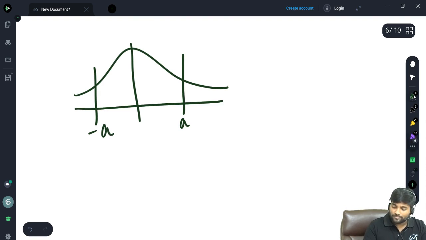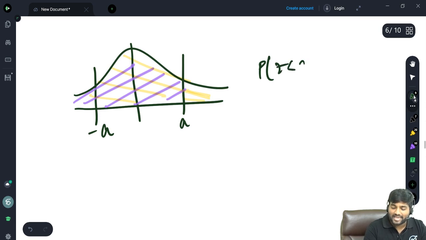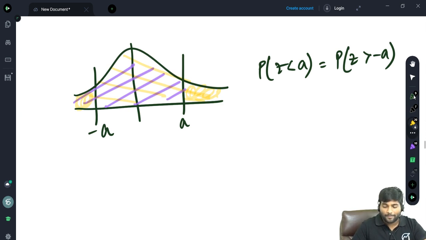So now, less than A means what? This full. And greater than minus A means what? This full. So what can we say? Probability Z is less than A is equal to probability Z is greater than minus A. Why? Because this and this is same. Okay? Copy this also.